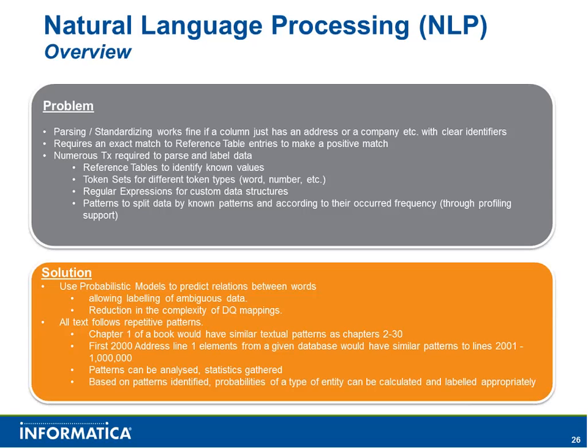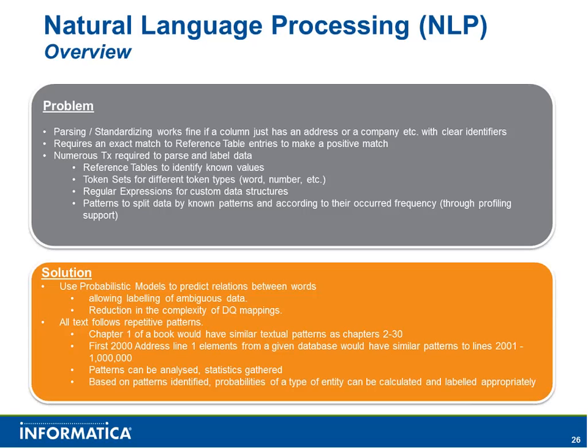So the solution is to use probabilistic models to predict relations between words. It will allow labeling of ambiguous data and a reduction in the complexity of DQ mappings. This follows from the idea that all text follows repetitive patterns. So chapter 1 of a book would have similar textual patterns as chapters 2 to 30.